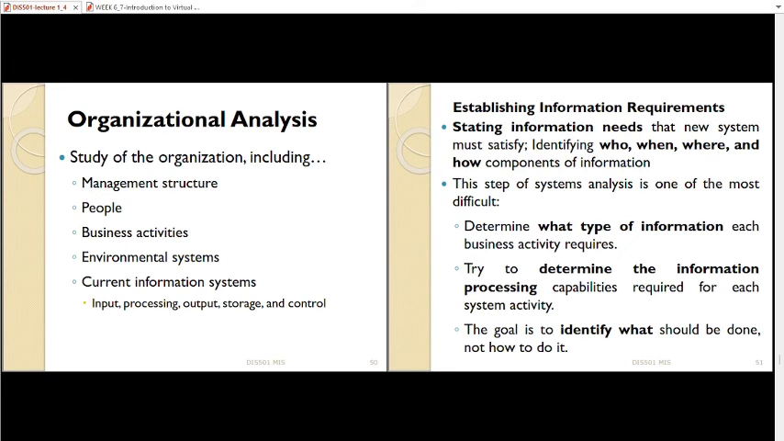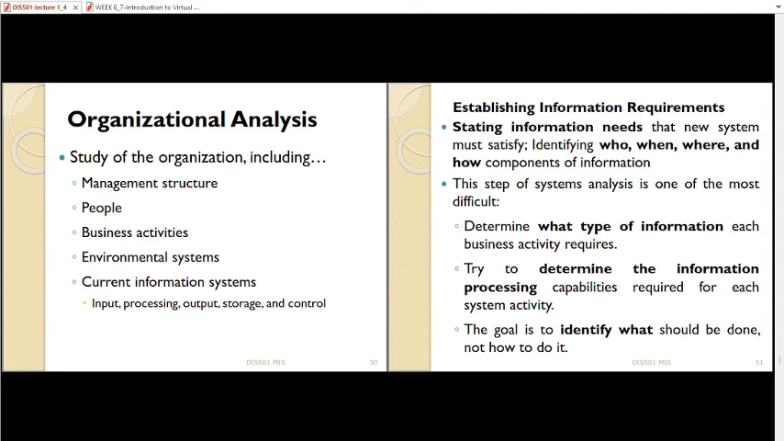So organizational analysis, we are looking at a study of the organization, including the management structure, people, business activities, environment, all that. When you're talking of that analysis, basically we're establishing information requirements, stating information needs that the new system must satisfy. And that is why in most cases, if you are bringing a new system into the organization, you must consider your business processes, because we say that business processes equal routines, and all these business processes or routines would lead to what the firm actually is.